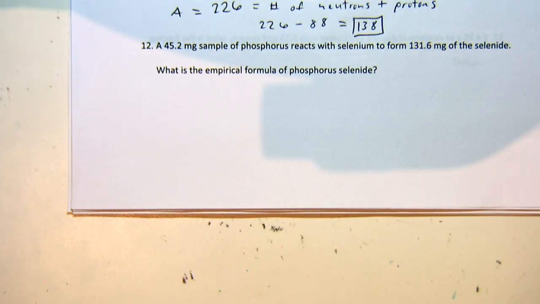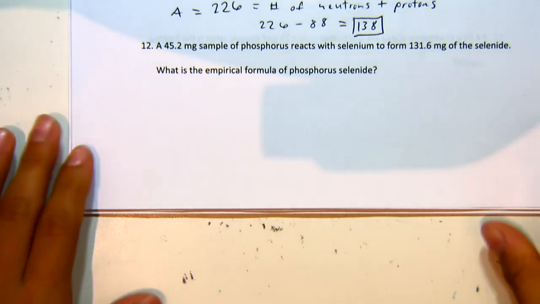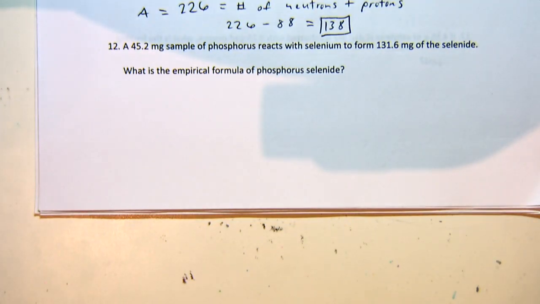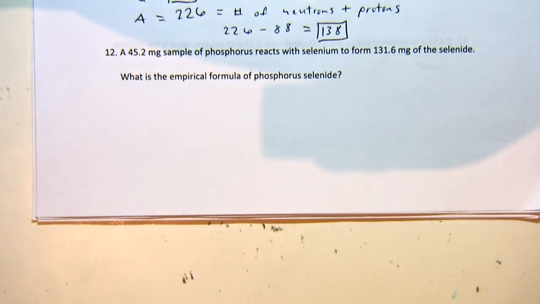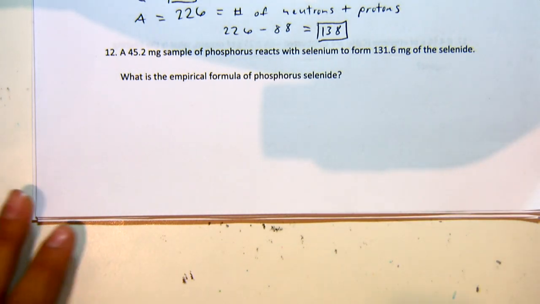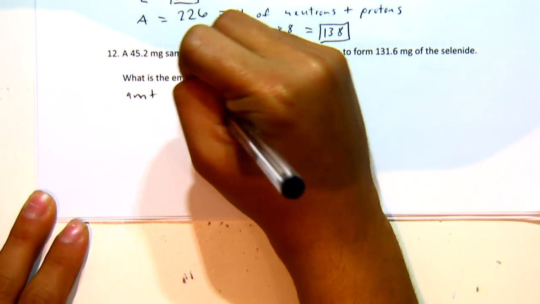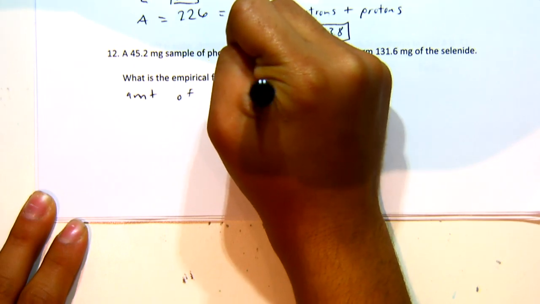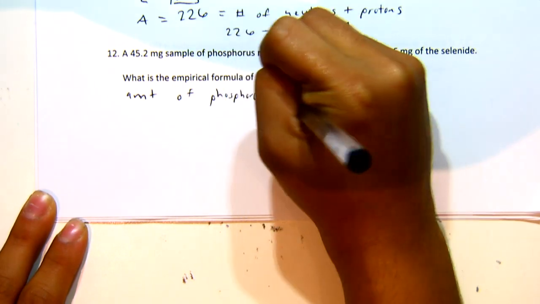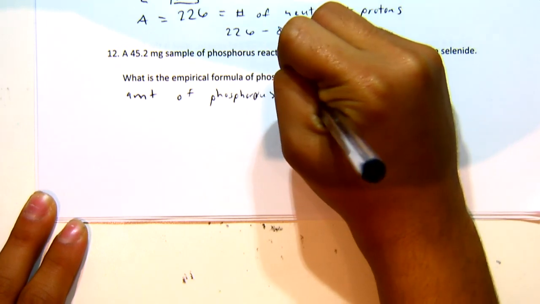Next, this is finding the empirical formulas. So we have a 45.2 milligram sample of phosphorus that's going to react with selenium to form 131.6 milligrams of selenide. What is the empirical formula of phosphorus selenide? So we know the amount of phosphorus in the sample is going to equal 45.2 milligrams.